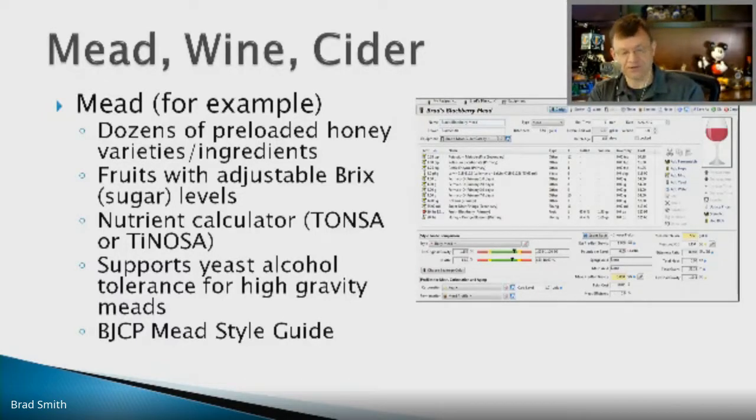There's new yeast tolerance stuff in there, so you can do high gravity meads or high gravity beers. The previous version didn't have alcohol tolerance in it. The new one does. So once you reach the alcohol tolerance of the particular yeast you're working with, it'll actually top out, and it won't give you an inaccurate final gravity reading.